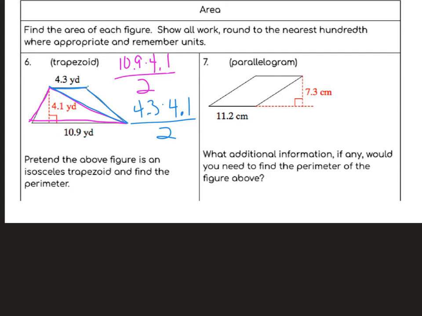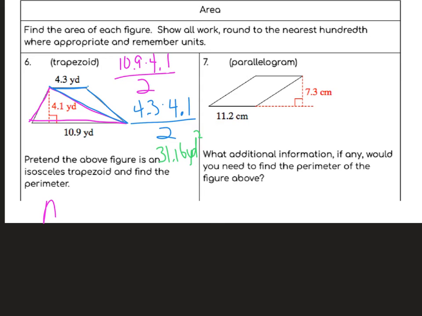Okay, so 4.1 is the height. Sorry about that. So if I do those calculations on my calculator, 10.9 times 4.1 divided by 2 plus 4.3 times 4.1 divided by 2, I got 31.16 yards squared.